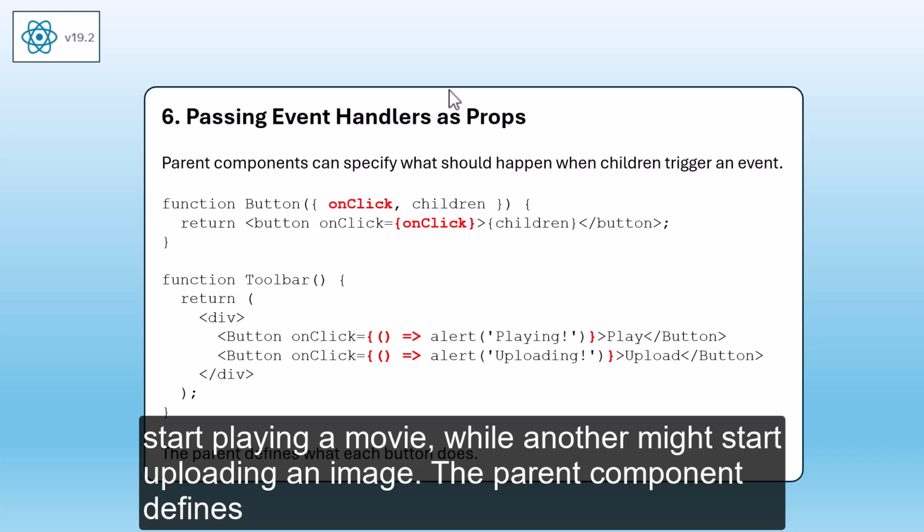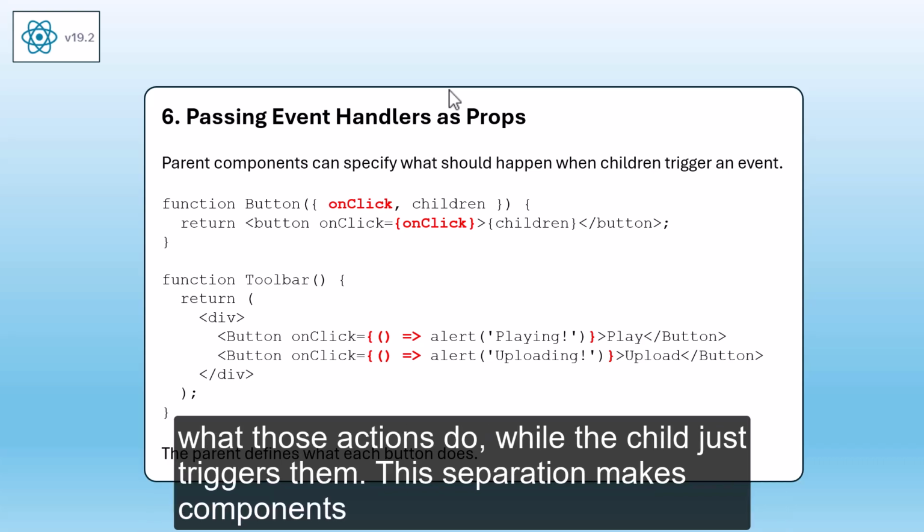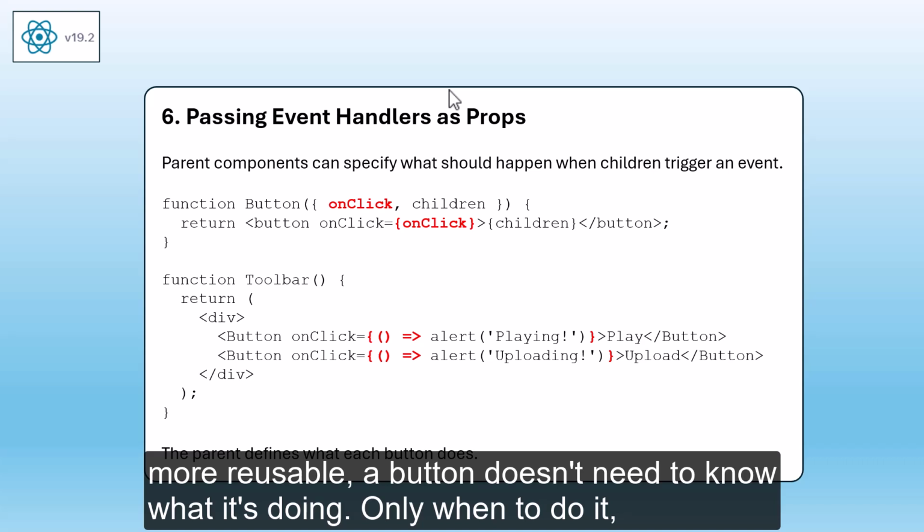The parent component defines what those actions do, while the child just triggers them. This separation makes components more reusable. A button doesn't need to know what it's doing, only when to do it.